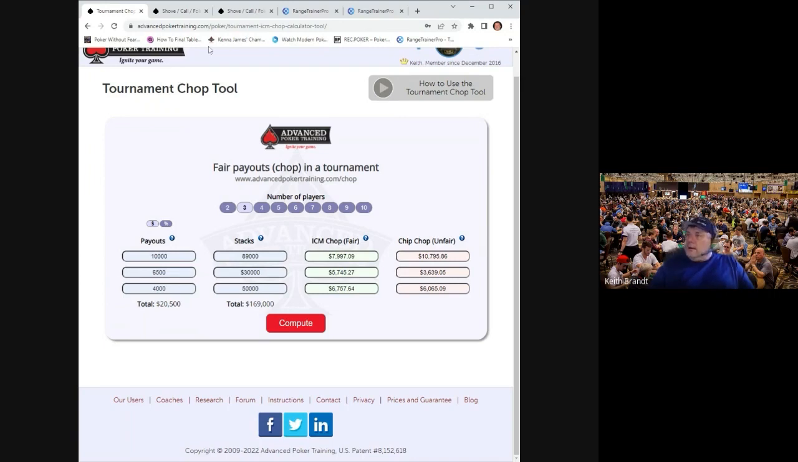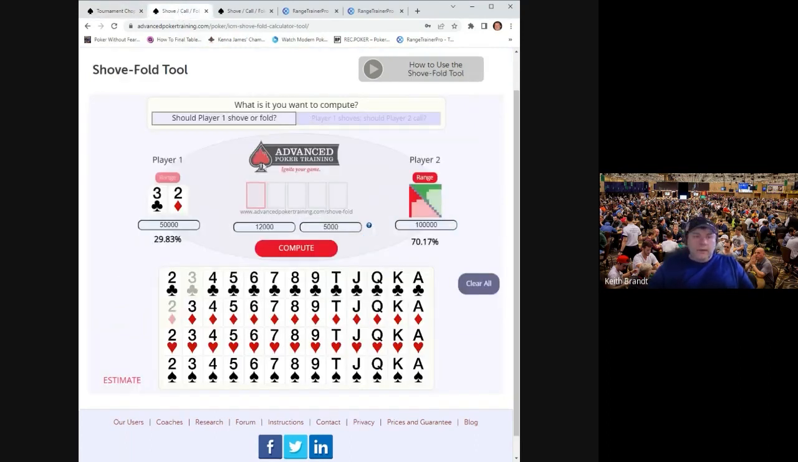And then the other tool that Advanced Poker Training has is for off-table study, the shove fold tool. Now this one takes a little bit of getting used to. They have a video on how to use it. I'm not going to play the video here. I'm just going to demonstrate it. I'm going to demonstrate a pre-flop situation, and it's going to illustrate a couple of points.